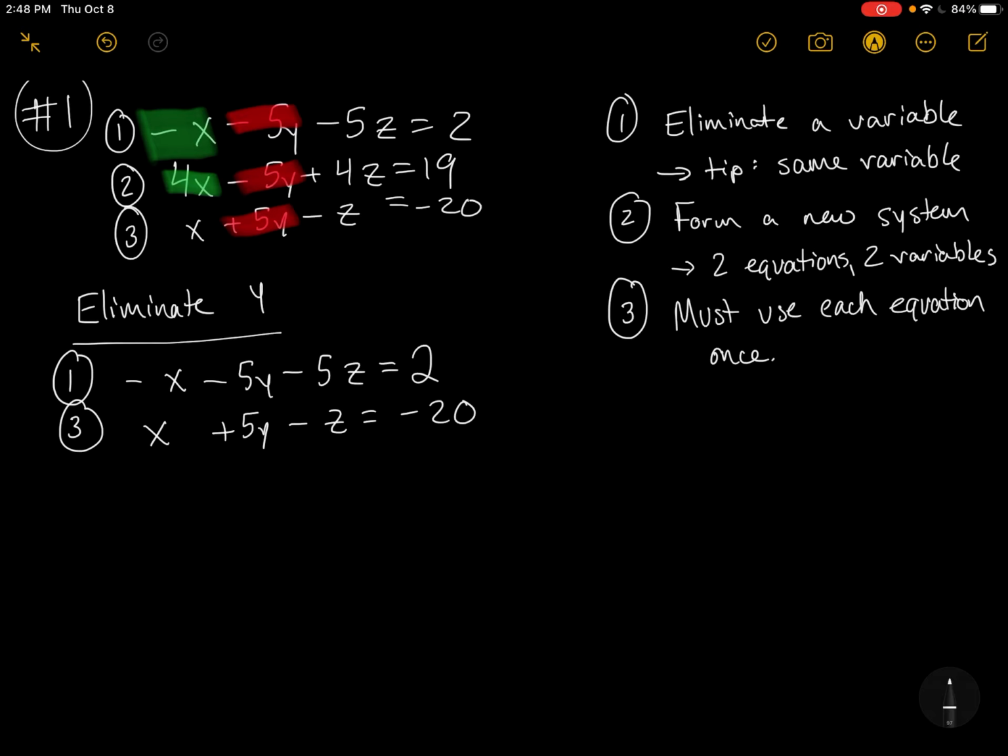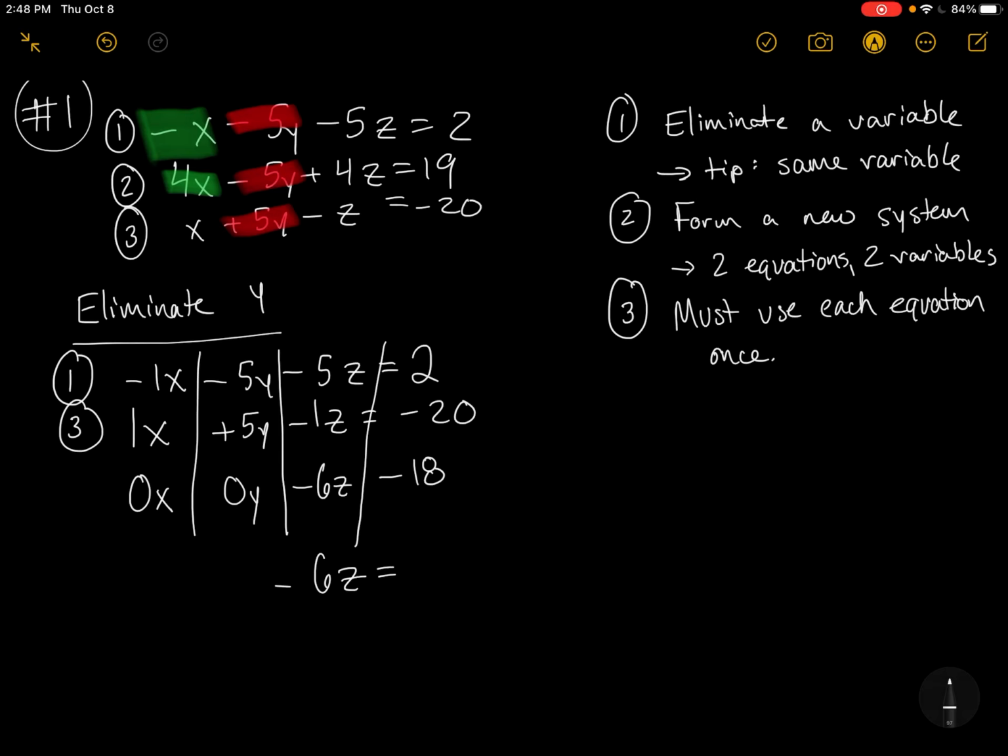All right, so let's go ahead and eliminate. Negative 1x and positive 1x does give us 0x. Negative 5y and positive 5y also gives us 0y. Negative 5z and minus 1z gets us negative 6z. 2 minus 20 gets us negative 18. So we actually eliminated 2 variables, and that's nice. The reason is that now we have our new equation, negative 6z equals negative 18, and we can solve this. We can get an answer for z right away. This is a nice equation because it saves us a little bit of time.